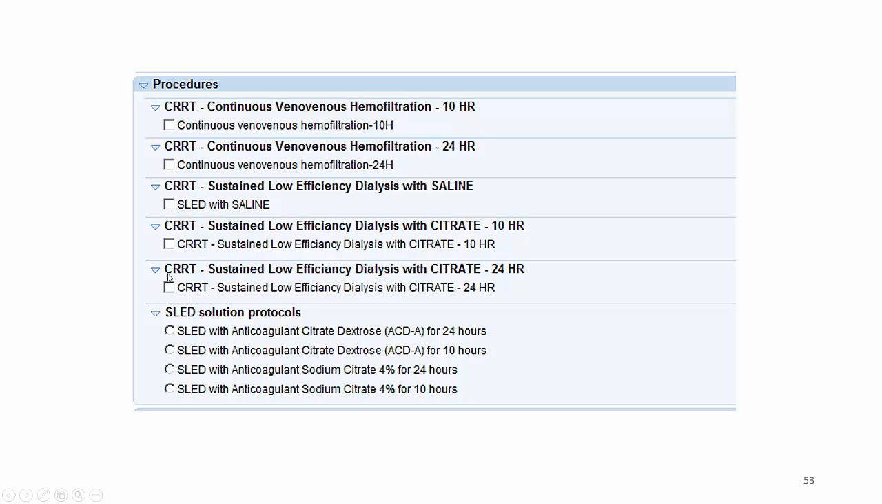And as you can see, the SLED order has 2 parts. You have the actual dialysis order, and then you have the infusion. It usually comes with citrate dextrose for 24 hours. So you infuse the citrate and calcium as well.